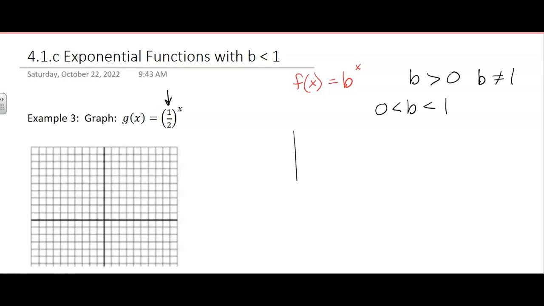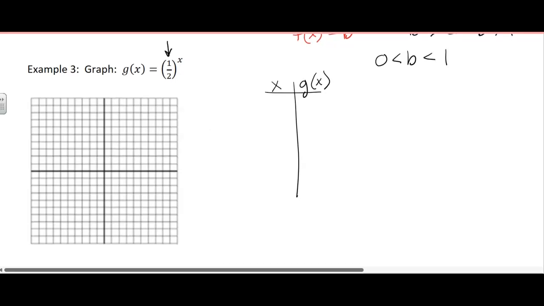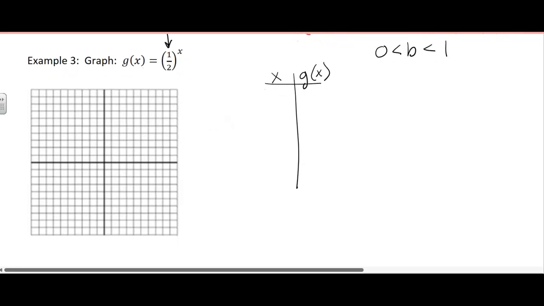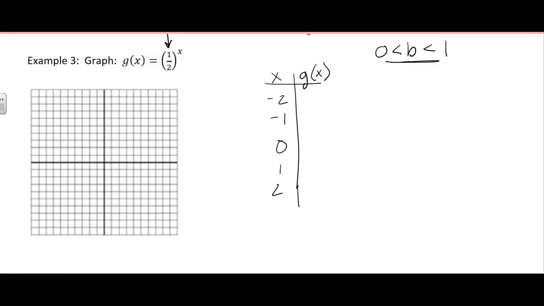Okay, so let's think about a table of values here. x, g of x. Now we've seen what happens when the base got larger, like when we went from a base of 2 to a base of 3. We saw the exponential function getting bigger quicker. But what happens if the base is between 0 and 1? So let's put in -2, -1, 0, 1, and 2. Those are all good numbers, right?